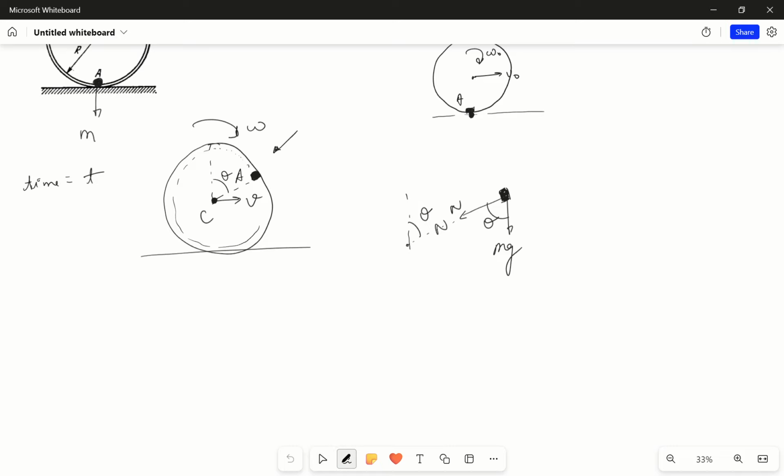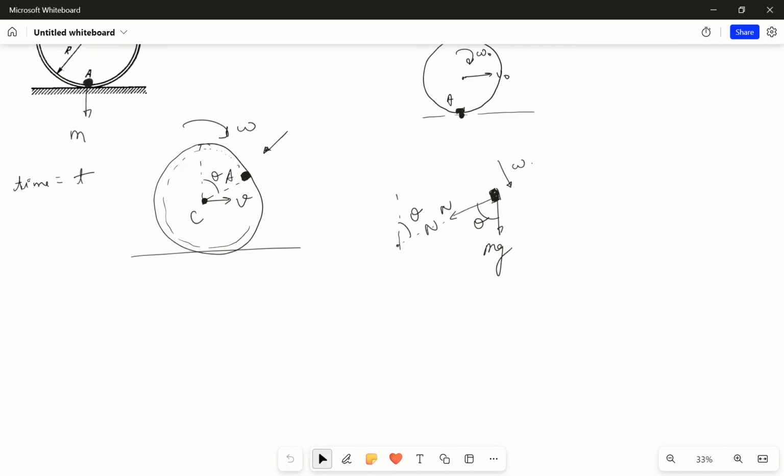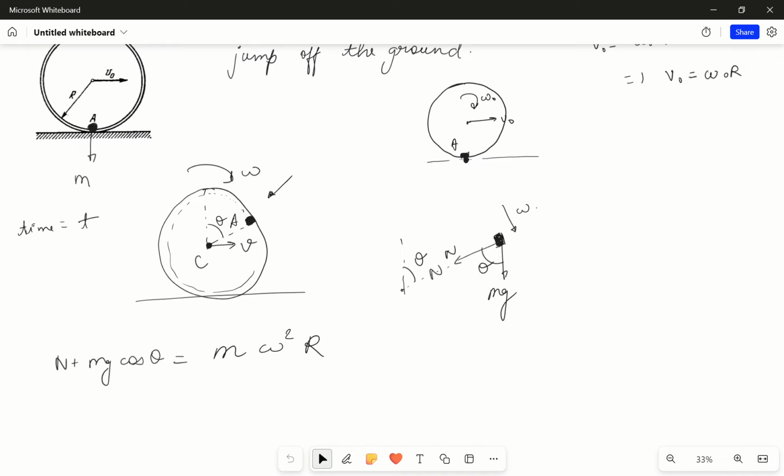So about point C, it is rotating with angular velocity omega, and we have drawn the free body diagram of it. So we can write the circular motion equation, N plus mg cos theta equal to m omega square r. And also, in this situation, what we can say is that this ring is still rotating.